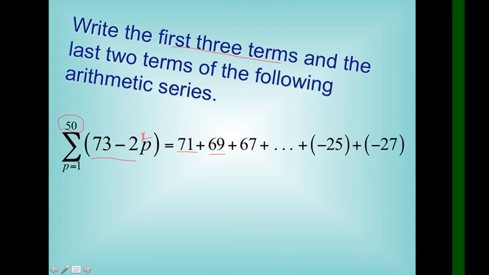And the last term is 3. So we make this 3. So this will become negative 2 times 3, which is negative 6, and 73 minus 6 is 67. Okay? And so on. Now we're looking for the last two terms in this arithmetic sequence.